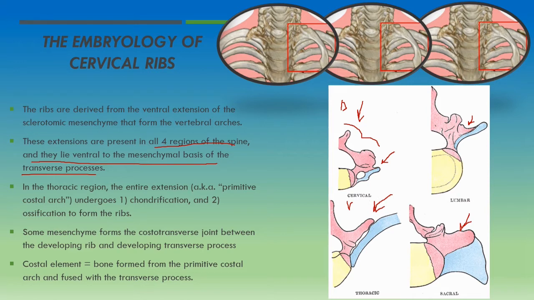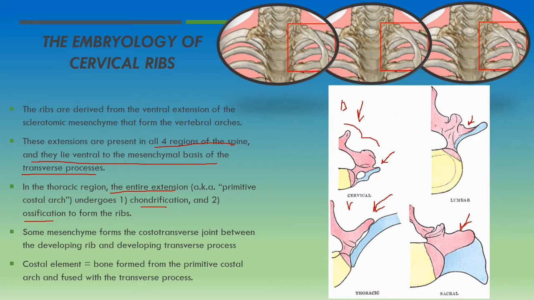Now in the thoracic region, the entire ventral extension undergoes first chondrification, and number two, later undergoes ossification to form the ribs. And there's various theories as to why the ribs develop in the thoracic spine compared to why they fail to develop in both the cervical and the lumbar spines. And we'll touch upon that in just a moment.